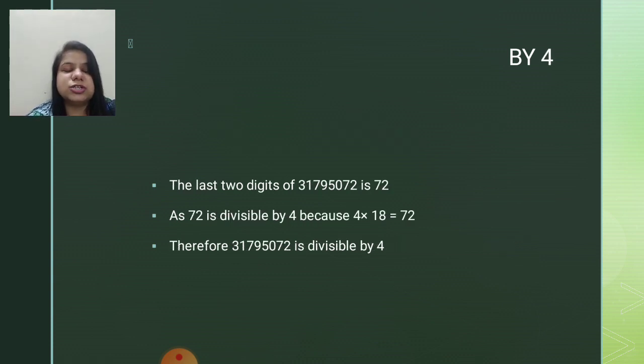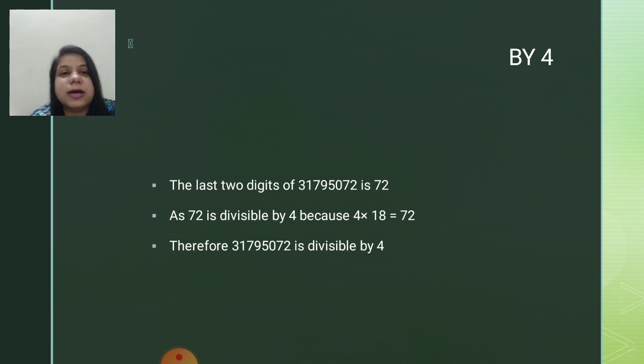Now next we are going to check the divisibility of this number by 4. To check divisibility by 4, we have to take the number formed by the last two digits of the number. The number formed by the last two digits of this number is 72. Now you will check whether 72 is divisible by 4 or not. Again students, you can either perform the actual division or you can check the table of 4. I have checked the table of 4.